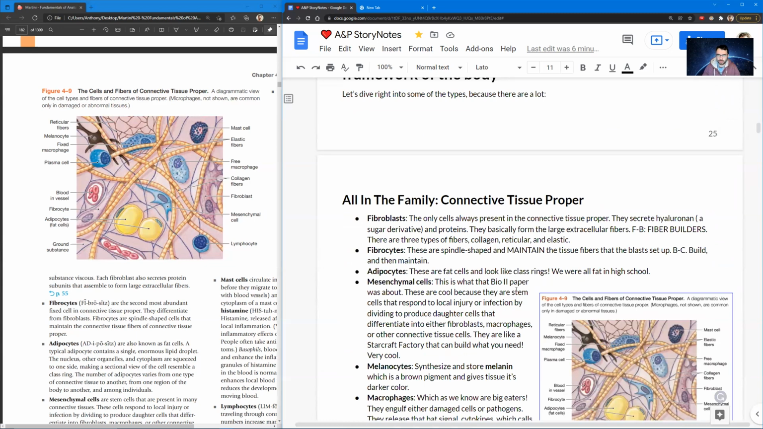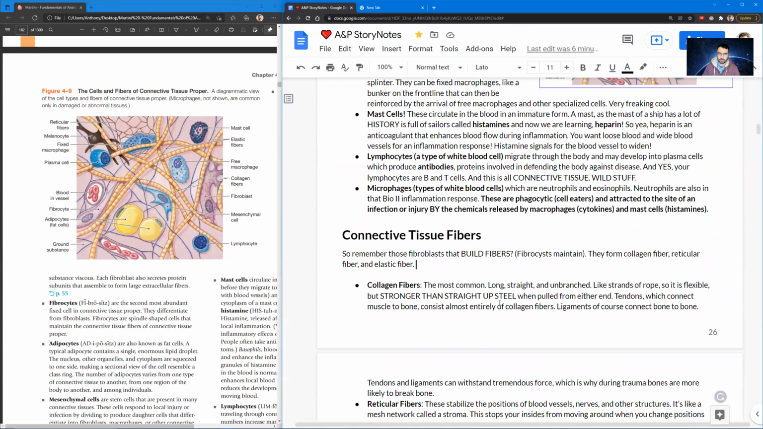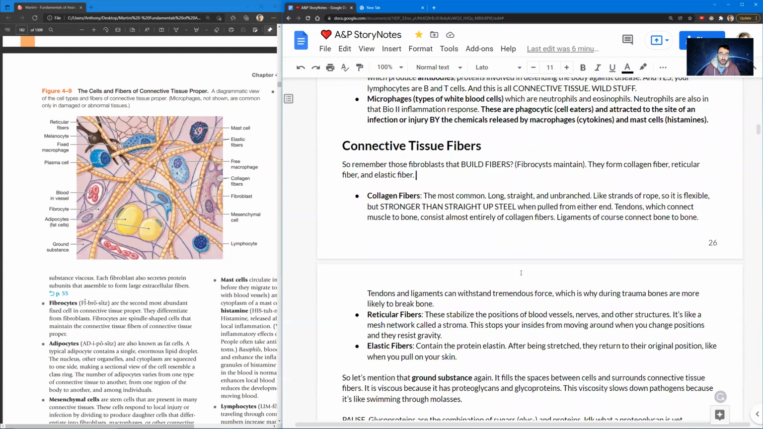Oh, up here, those extracellular fibers. So we're going to talk more about that. So collagen fibers, these are the most common. They are long, straight, and unbranched. So you can see them. They look like little worms or metal rods. They're like strands of a rope. So they're flexible, but get this, they are straight up stronger than steel when pulled from either end.